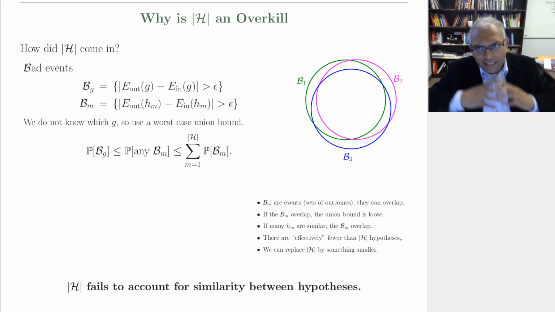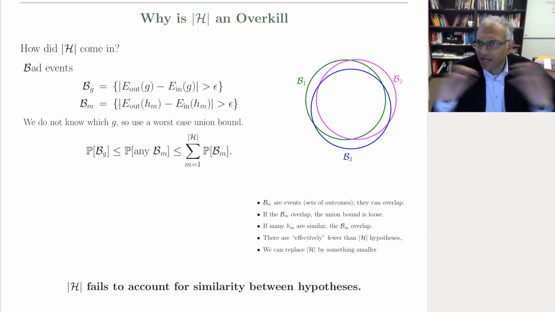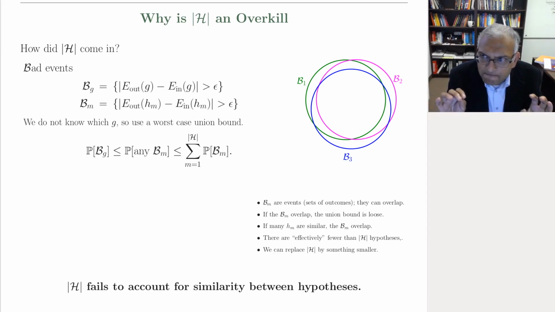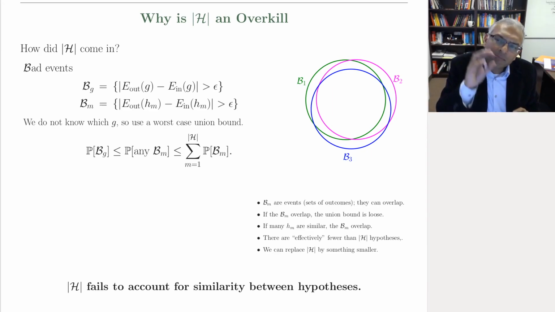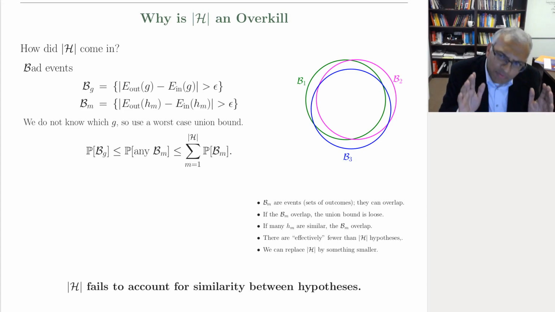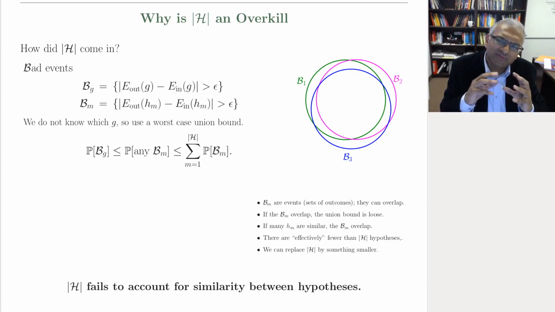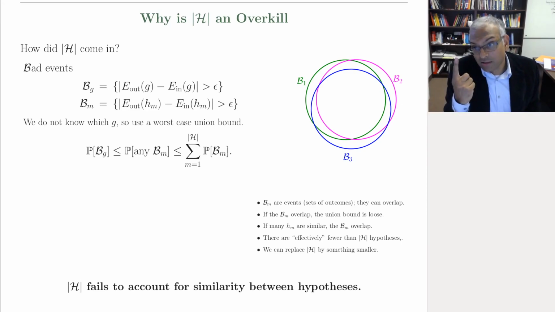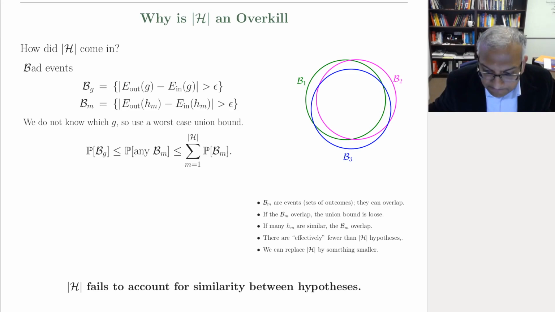So the bottom line is that the size of the hypothesis set is definitely a measure of its complexity, but it can be a gross overestimate when the hypotheses are very similar. And so we want a measure of the size of a hypothesis set, or effectively its complexity, that can capture the similarity between the hypotheses in it. In particular, if every hypothesis is basically the same, then the effective size is close to 1, not close to infinity.